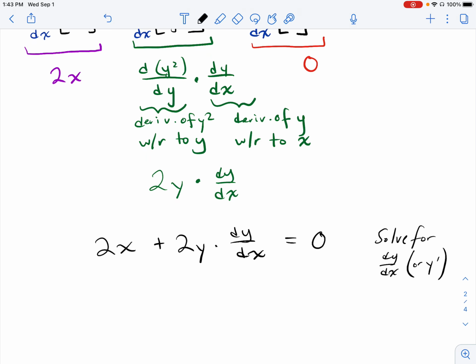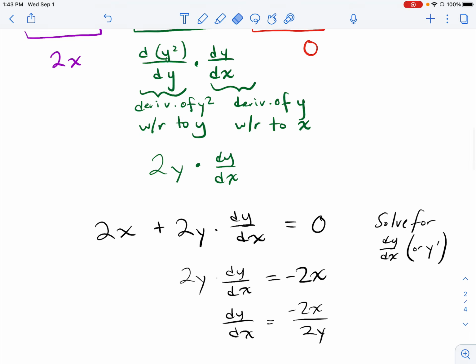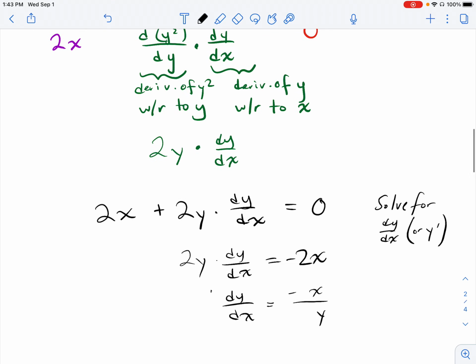And that's totally fine. So we're going to solve for dy dx now. Just using basic algebra, we're going to say 2y times dy dx is equal to negative 2x, if I move that 2x to that side. And then dy dx is equal to negative 2x over 2y. And if we simplify this, we can divide out the 2's, and now we can say dy dx is equal to negative x over y.